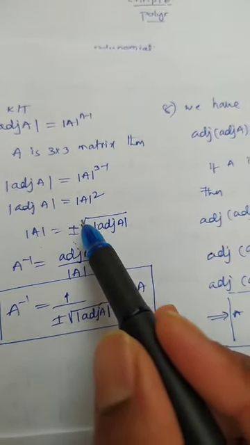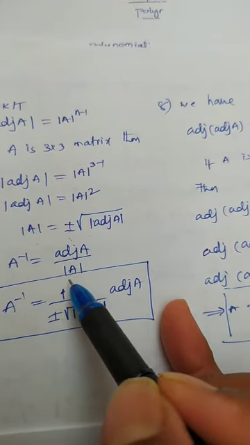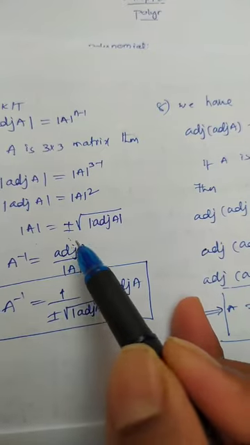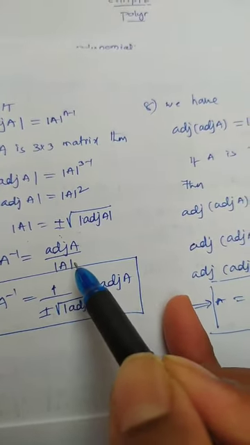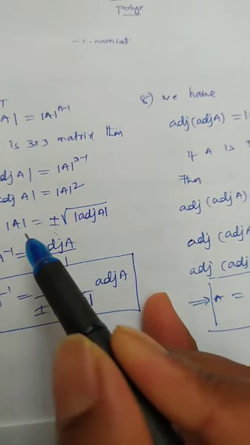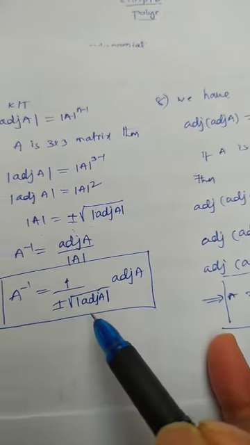So A inverse, we know the definition of A inverse. A inverse is adjoint A by det A. But we don't have the A matrix. We have the adjoint A matrix. So we need det A. How to find det A? If you know the adjoint A matrix, we can find det A by using this formula. So in place of det A, I am replacing this.